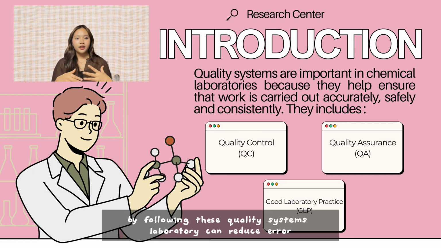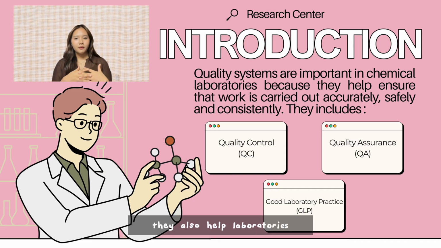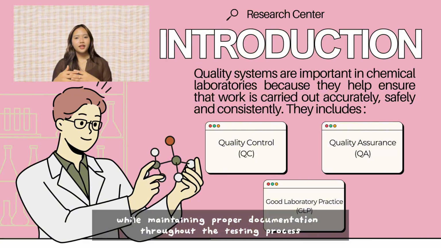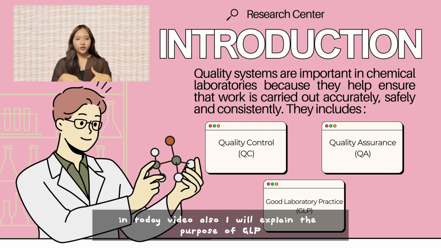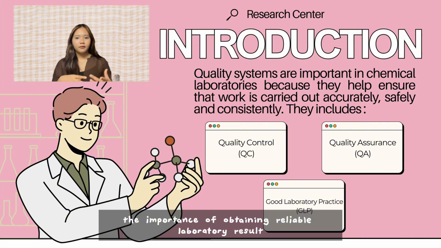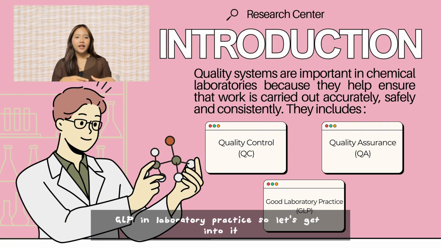By following these quality systems, laboratories can reduce errors, prevent contamination, improve efficiency, and produce reliable results. They also help laboratories comply with safety and regulatory requirements while maintaining proper documentation throughout the testing process. In today's video, I will explain the purpose of GLP, its key principles, the importance of obtaining reliable laboratory results, and the benefits of implementing GLP in laboratory practice. So let's get into it.